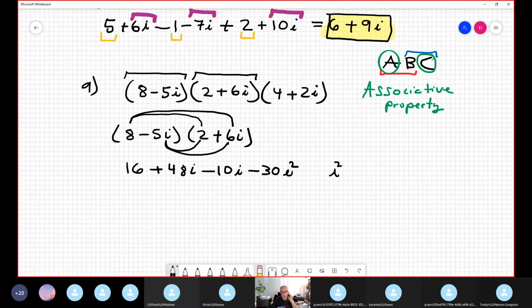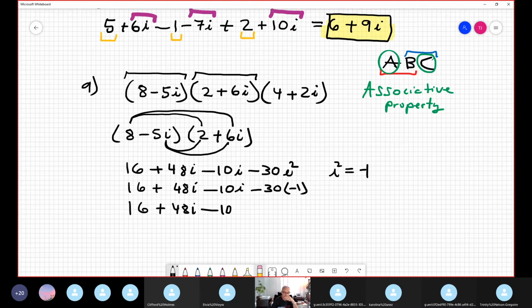Yeah, I know always i squared is equal to -1, therefore there is no reason to continue expressing it like that. The way I prefer, automatically, is to erase this and replace it by -1 and change the sign. Or some people say, no, professor, I want step by step. Okay, no problem. 16 plus 48i minus 10i minus 30 times -1. So in the last line, 16 plus 48i minus 10i plus 30, because negative and negative together become positive. And you combine now real with real: 46. And imaginary with imaginary is positive 38i. And is this the final answer?